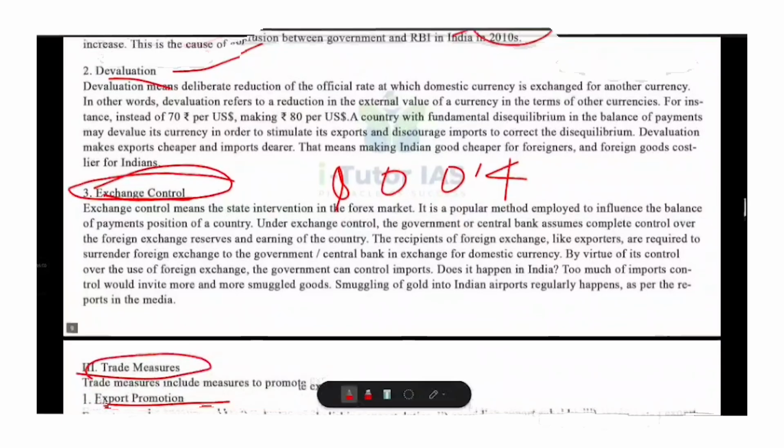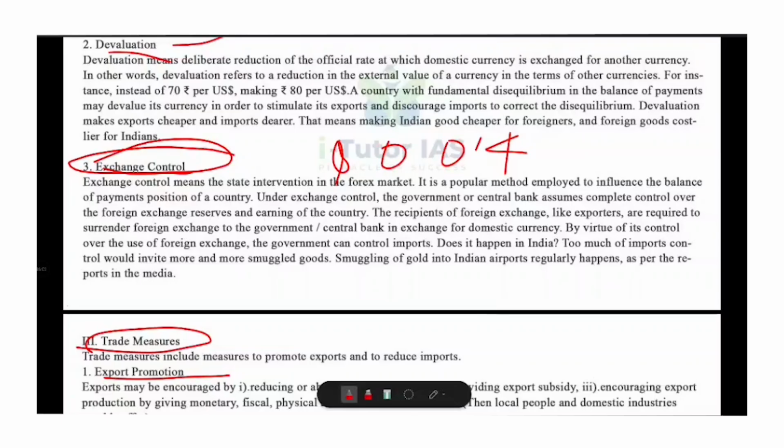Then we have told about exchange control. Exchange control is when the government or central bank intervenes directly in the foreign exchange market to manage BOP. And how does it work? The government takes control of the country's foreign exchange reserve. Exporters who earn foreign currency are required to surrender their foreign earnings to the central bank or government in exchange of domestic currency, and also the government then decides how the foreign currency will be used, especially for imports.